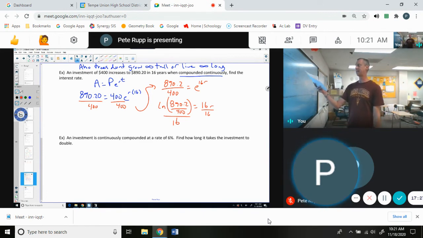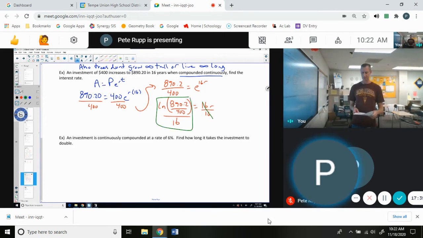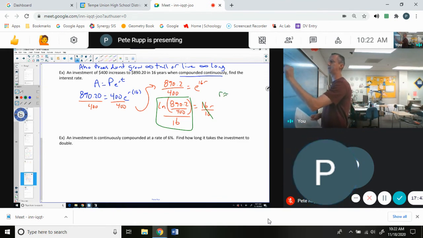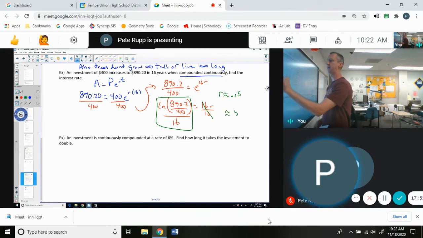Now, again, I like to do it all in one shot. You could have done the 890.2 divided by 400, got a number, but then you're keeping track of a bunch of decimals and all that other stuff. I like to fully solve first, get this whole chunk, and then plug it in the calculator. So when you plug that whole chunk in your calculator, you're going to get r is approximately 0.05. So what does that mean in the context of this problem? It asks to find the interest rate. So 0.05 would be approximately 5% interest.